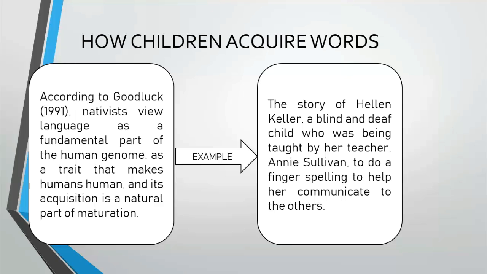The example can be seen from the story of Helen Keller, a blind and deaf child who was being taught by her teacher, Annie Sullivan, to do finger spelling to help her communicate with others.